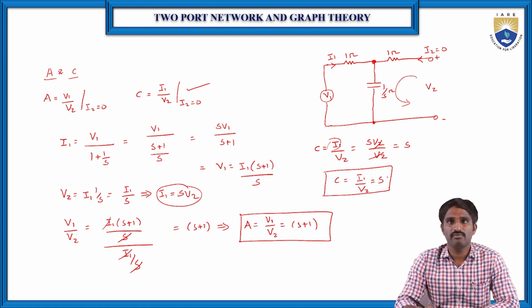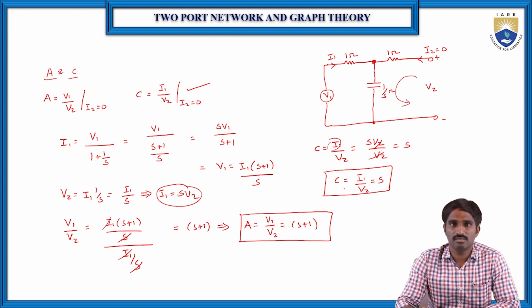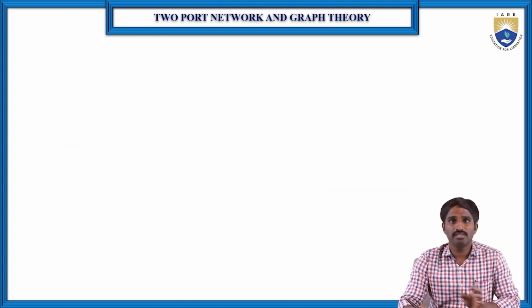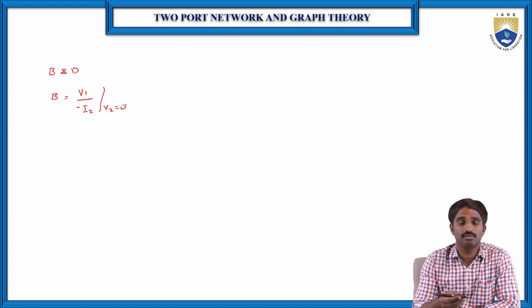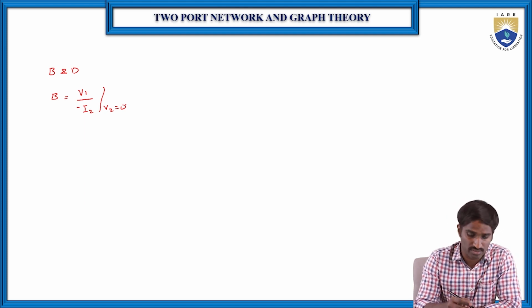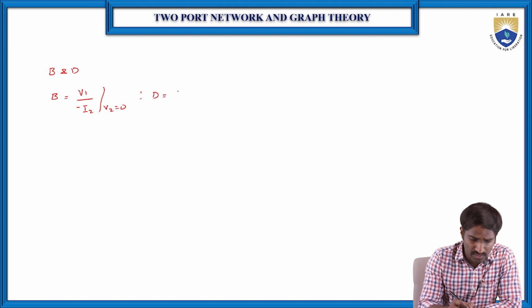So now we have calculated the A parameter and the C parameter by making the secondary terminal an open circuit. Now, in the second case, we are going to find the parameters B and D. We already know the parameter B is equal to V1 by minus I2 with V2 equal to 0, which means we should make the output terminal a short circuit. Similarly, D is equal to I1 by minus I2, again with V2 equal to 0.